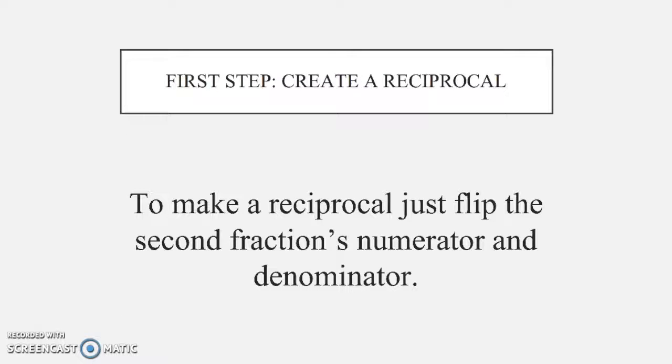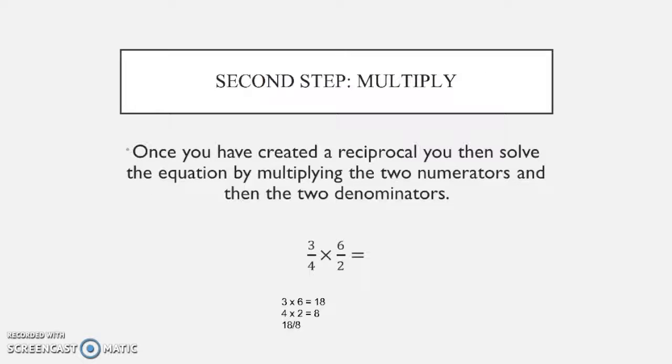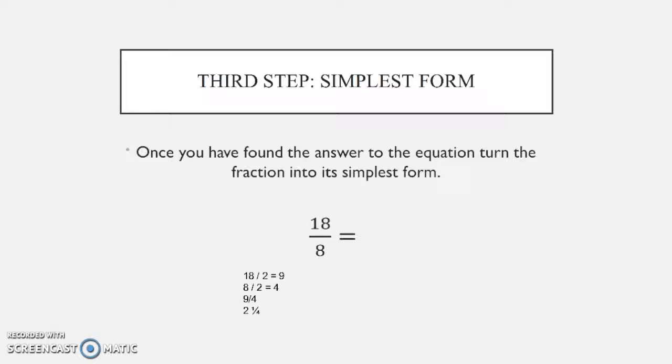You make a reciprocal by flipping the second fraction's numerator and denominator. You multiply the two numerators, then you multiply the two denominators. And then you create the simplest form.